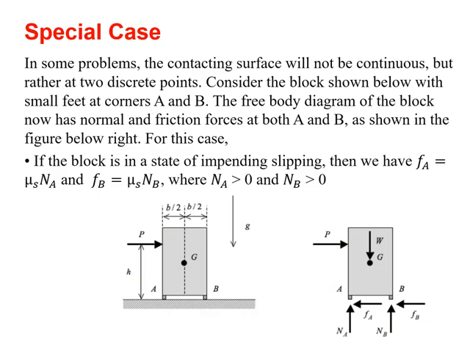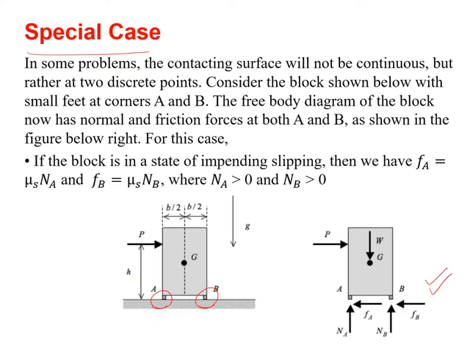Now this is the special case when the rigid body will slide or tip on the surface. In some problems, the contacting surface may not be continuous, but rather the two surfaces are in contact at two discrete points, like in this figure, at point A and point B. So the free body diagram of the block now has a normal and a friction force at both point A and point B, as can be seen in this figure.